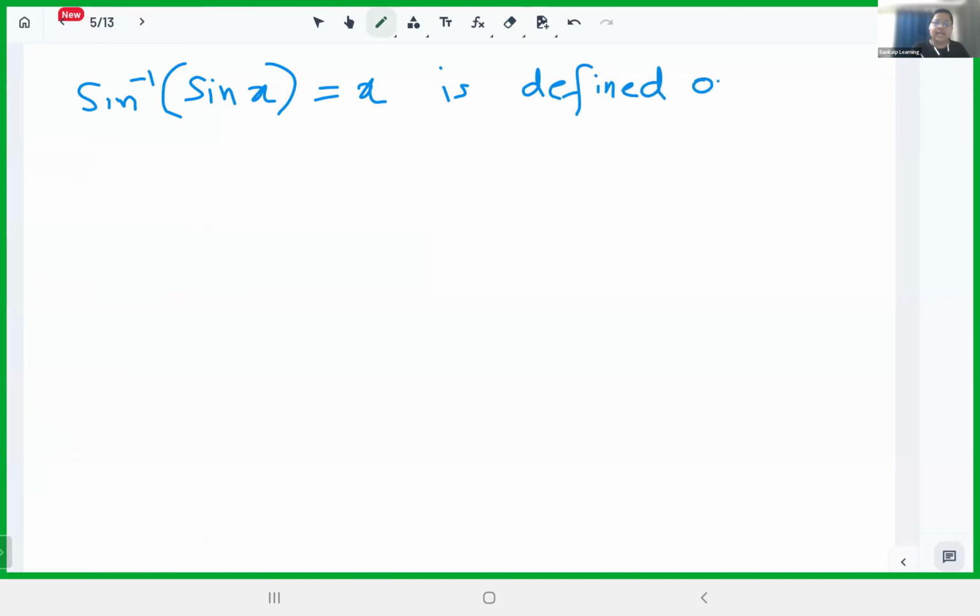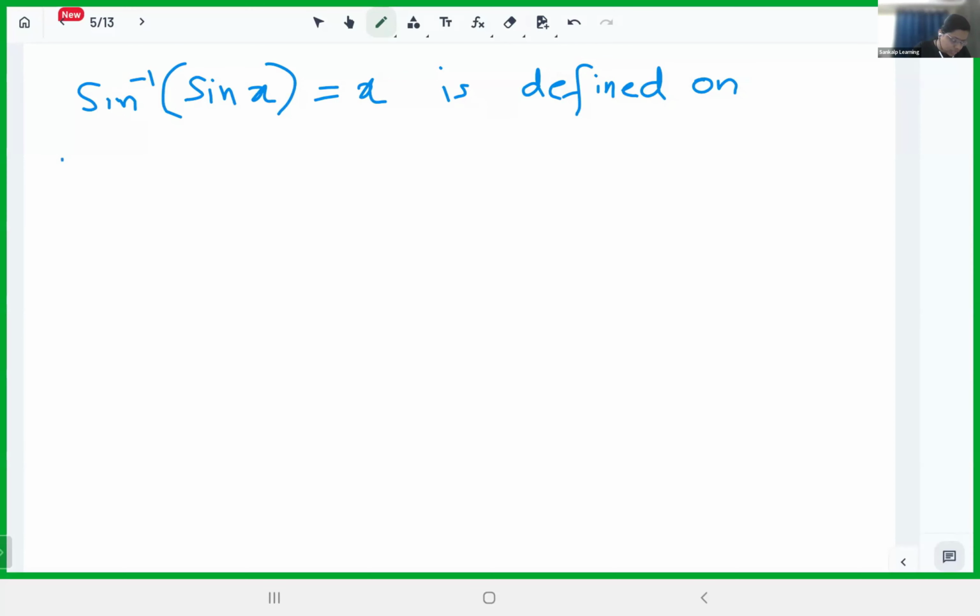Next question is sine inverse of sine x. They have given that sine inverse of sine x is equal to x, and they ask in which interval this property is defined. We have studied different properties related to inverse trigonometric functions. Mainly this is the property you have to study: sine inverse of sine x is equal to x, or sine of sine inverse x is equal to x, and this property is applicable to all the other inverse trigonometric functions, isn't it?